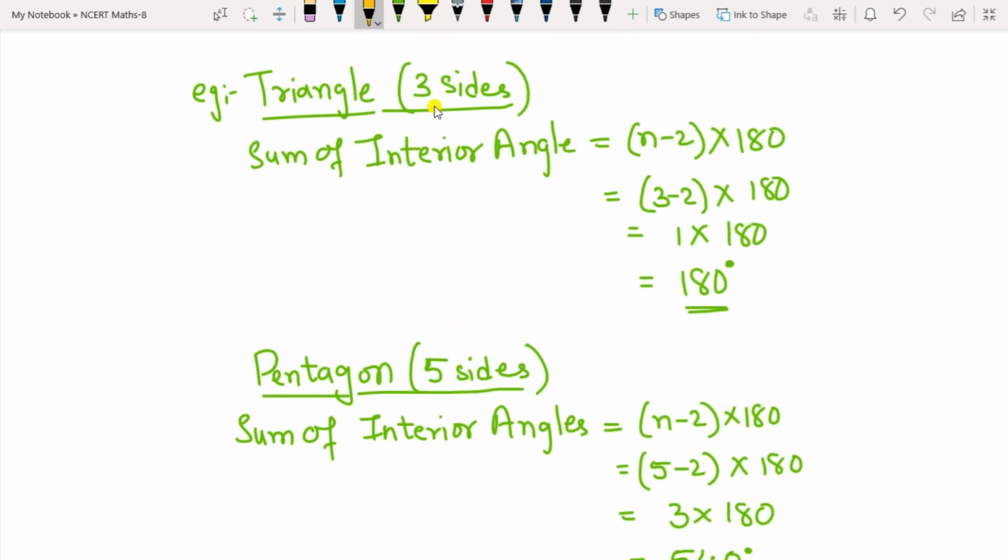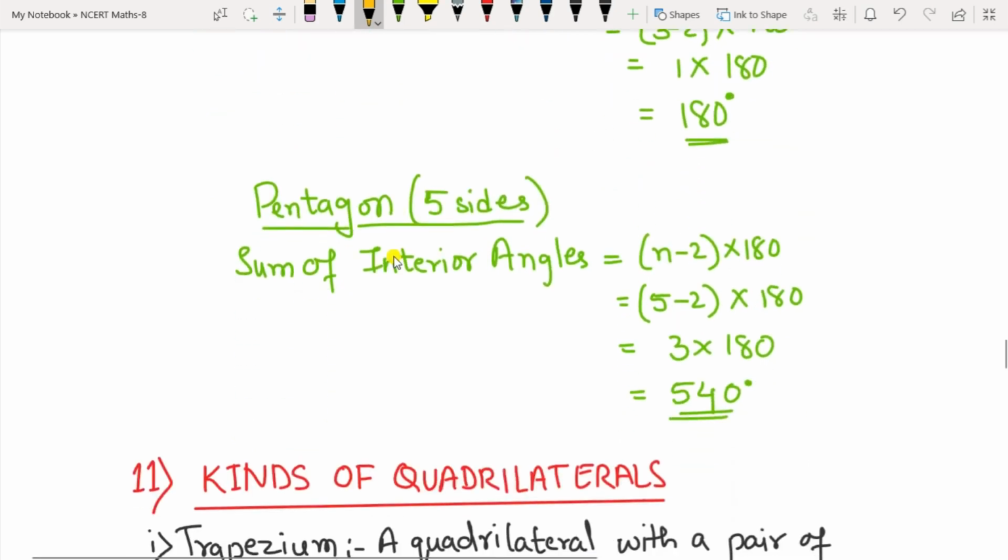Example, three sides, that is called a triangle. So in place of n, put the number of sides as 3. You will get the sum of the interior angles of a triangle is 180, as 3 sides means triangle. Then a pentagon means 5 sides. Substitute n equal to 5 here. So you will get 540 after solving. So that is the sum of the interior angles of a pentagon.